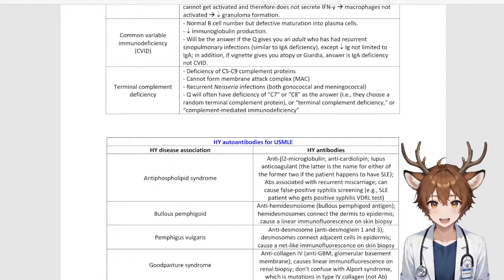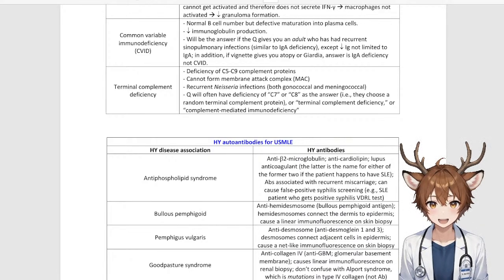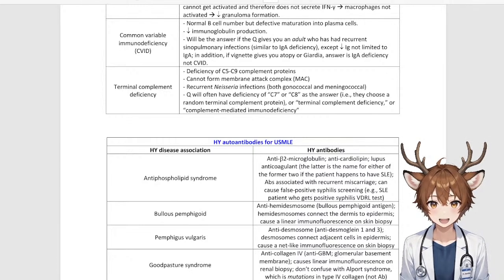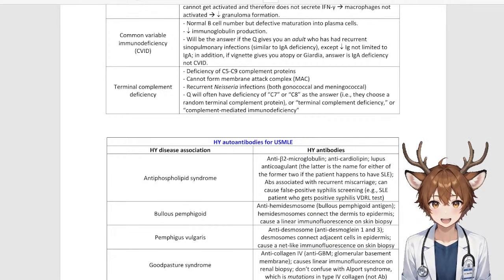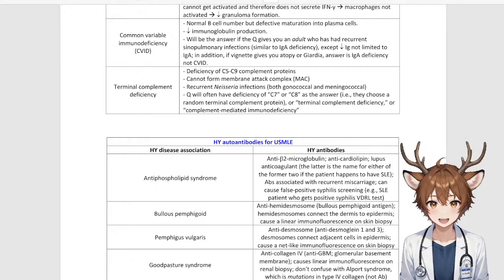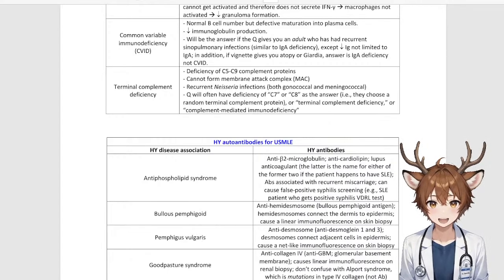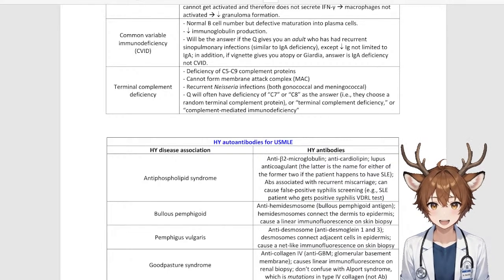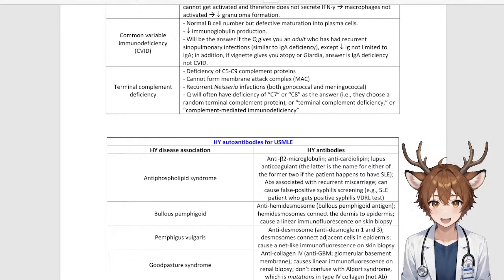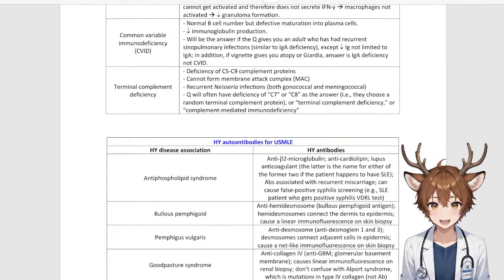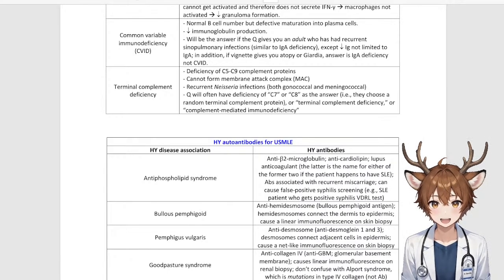Common variable immunodeficiency, or CVID. Normal B cell number but defective maturation into plasma cells, decreased immunoglobulin production, will be the answer, if the question gives you an adult who has recurrent sinopulmonary infections similar to IgA deficiency, except a decrease in Ig not limited to IgA. Okay, so there's a decrease in immunoglobulin, not just IgA specifically. In addition, if the vignette gives you atopy or Giardia, the answer is IgA deficiency, not CVID. If they talk about atopy or Giardia.